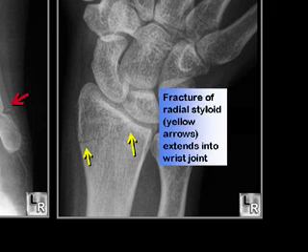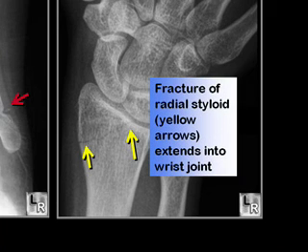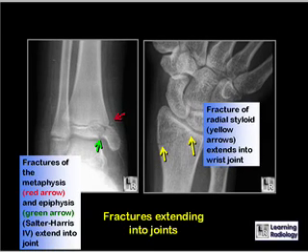The patient with pain in the wrist has a diagonal fracture across the radial styloid that extends into the wrist joint. Both of these fractures are fractures that extend into joints. When that happens, the articular cartilage is frequently damaged, which can lead to earlier osteoarthritis of that particular joint.